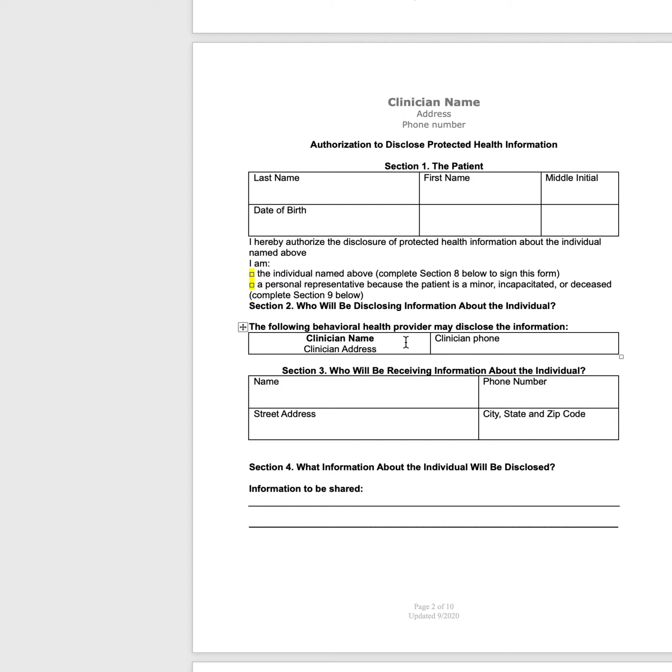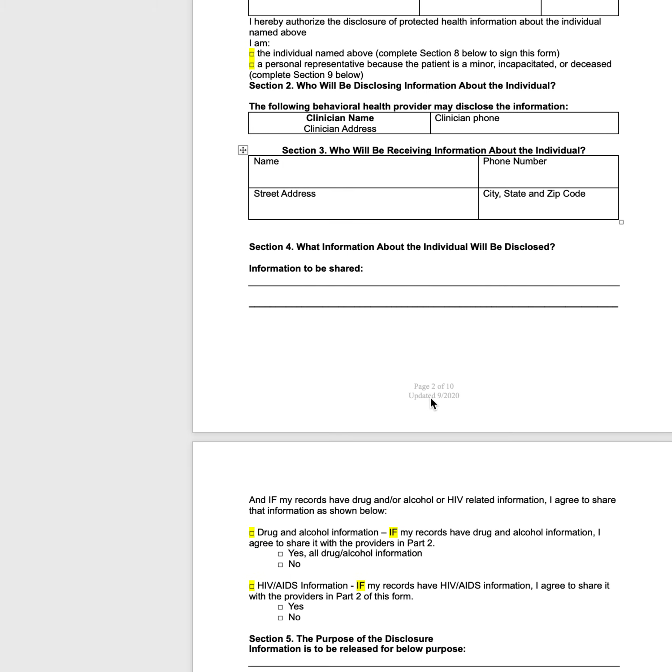Who's going to disclose the information? In this case, it's my form, so it's going to be me, my information filled in there. Who's going to be receiving the information? You're going to put in the other medical provider or whomever else the client is signing a release for. Then some specificity as far as information to be shared: treatment, diagnosis, current status, things like that you might want to mention.